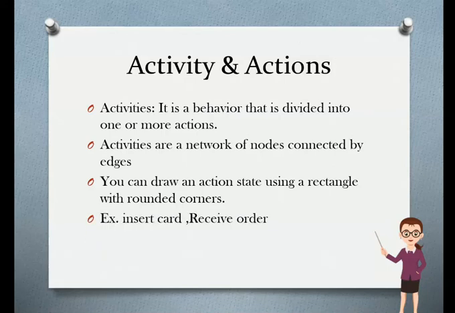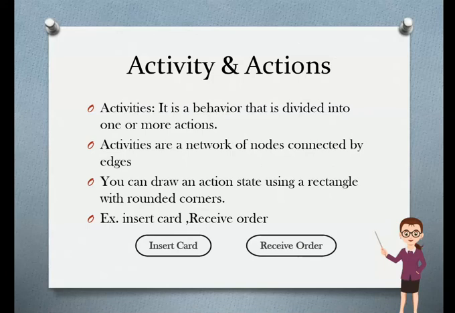Suppose a user, an ATM card holder, is performing an activity that is insert card. So this activity is represented in this manner in an activity diagram, that is, a rounded rectangle with the action or activity. Another activity like receive order. Suppose a customer has ordered something and now the customer is going to receive the order. So receive order is an activity, and that is represented in a rounded rectangle.